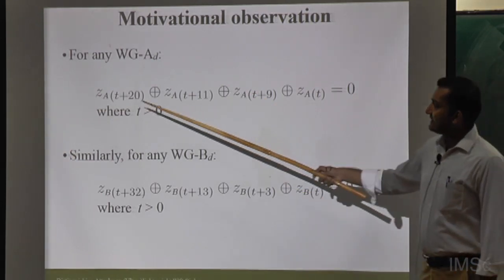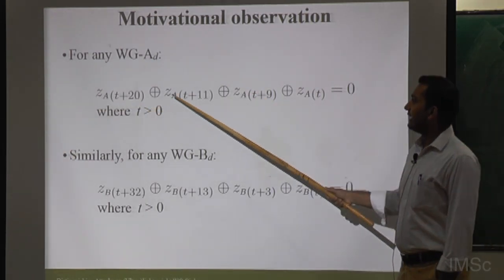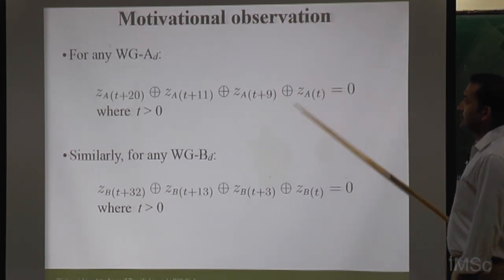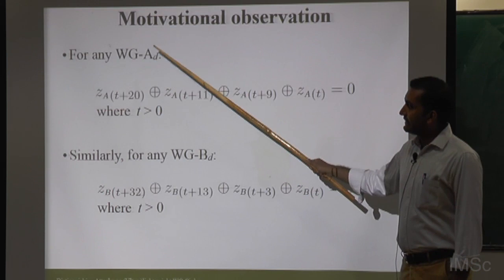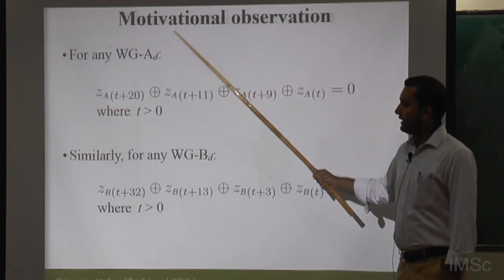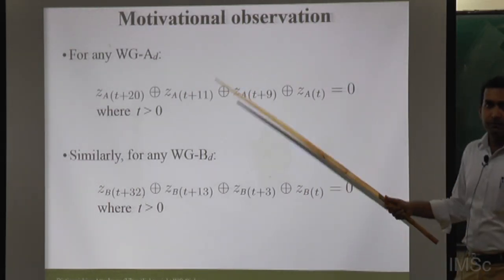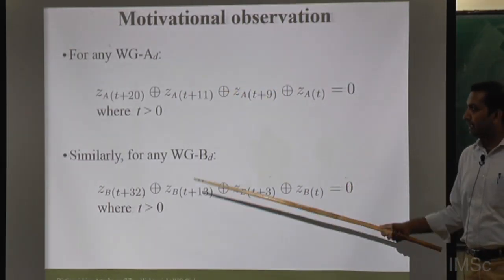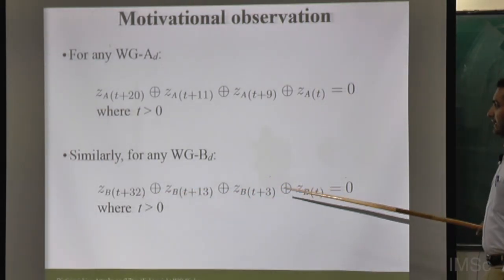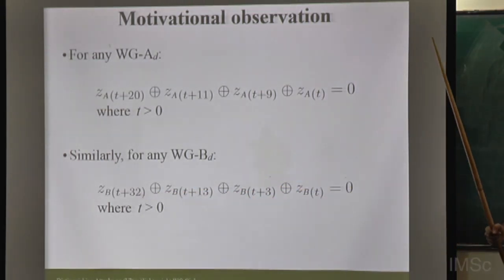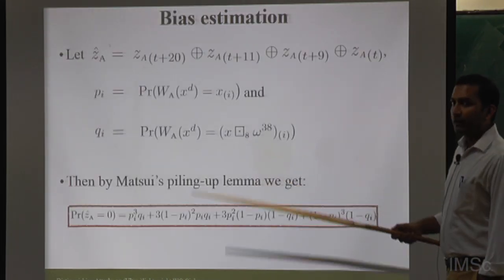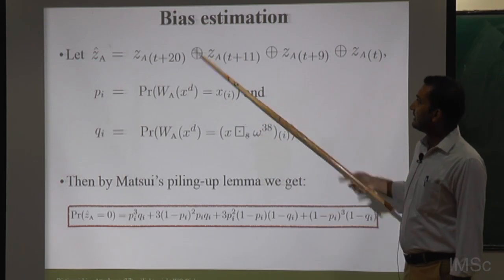We can generalize it as ZA t plus 20 XOR ZA t plus 11 XOR ZA t plus 9 XOR ZA t equal to 0, where t is greater than 0. This will be satisfied for any member of the WGA family. Similarly, for the WGB family, we will be able to compute such a linear combination of the key stream bits. Now we need to compute with what probability this linear combination is satisfied.